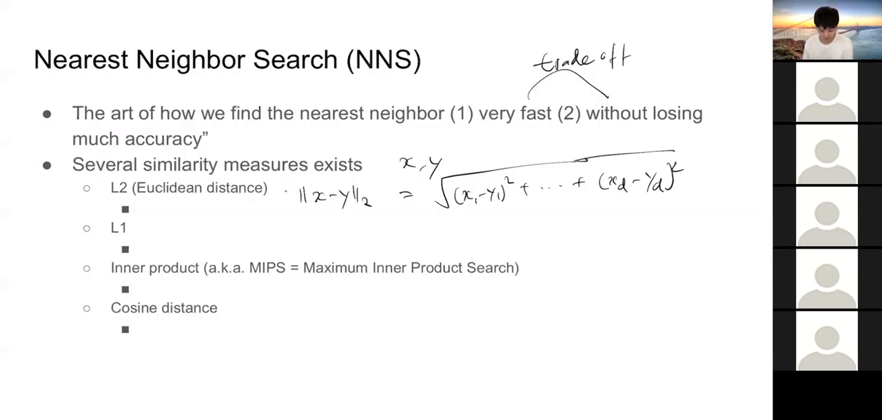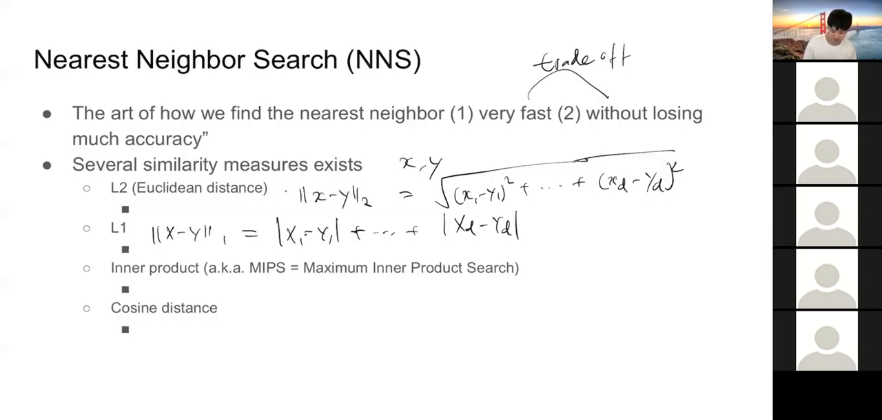And you also have L1 distance. You might be familiar with this from L1 regularization, which is very well known for sparse regularization because it encourages sparse weights. And it's denoted as the norm of x minus y, with a 1 for L1. How you compute it is very simple. You compute the absolute value of x1 minus y1, plus dot dot dot, plus the absolute value of xd minus yd. So this is the L1 distance.